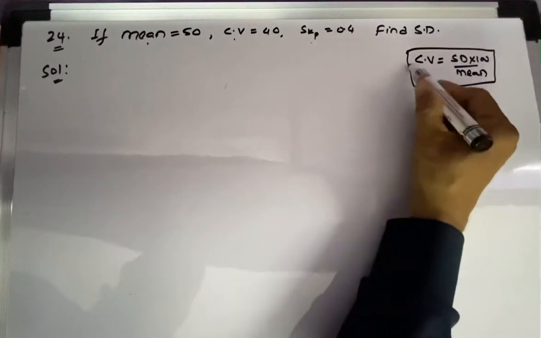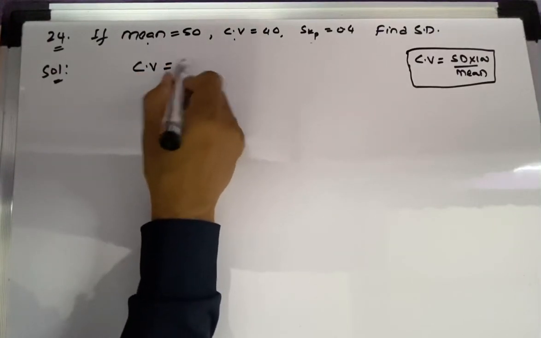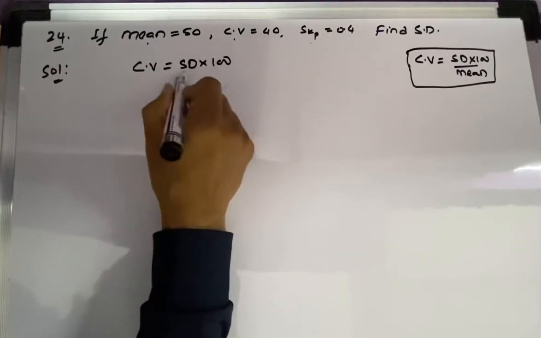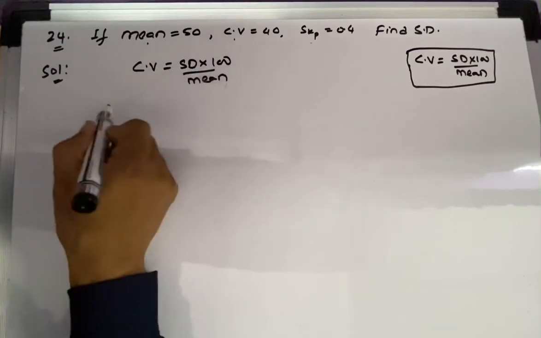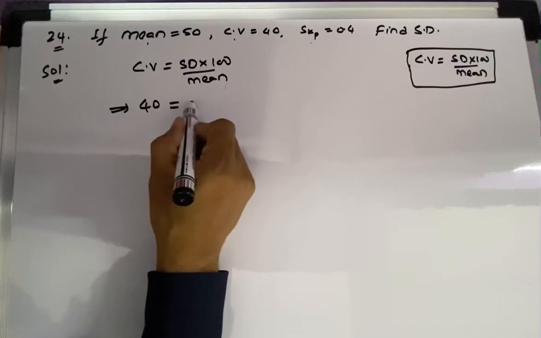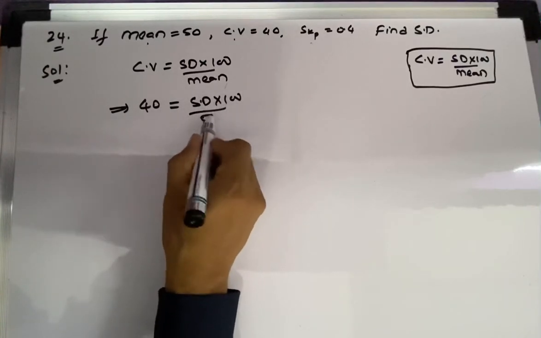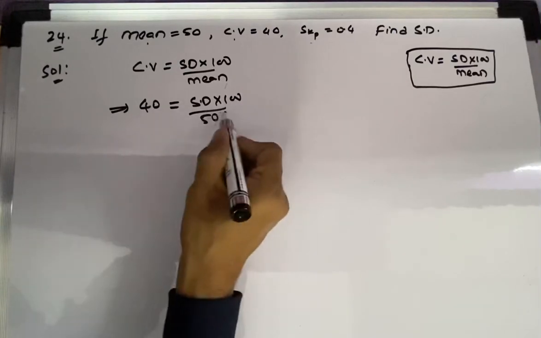So for this problem, you can remember this one. We have to take coefficient of variance equals standard deviation into 100 divided by mean. Now substitute whatever values are there. The coefficient of variance value is there, standard deviation as it is, into 100 divided by the mean value. The mean is 50. Now we can cancel these two.